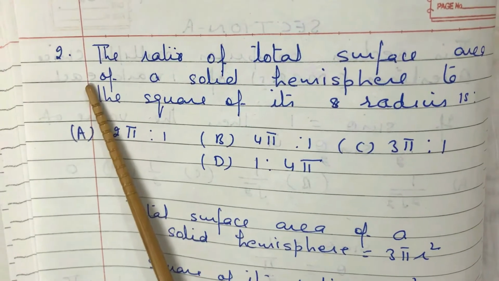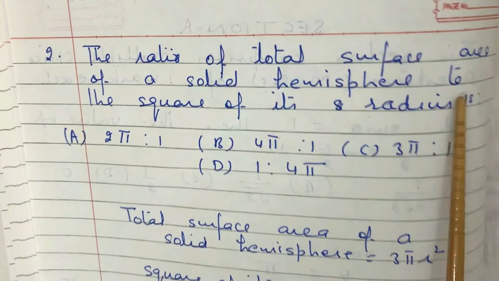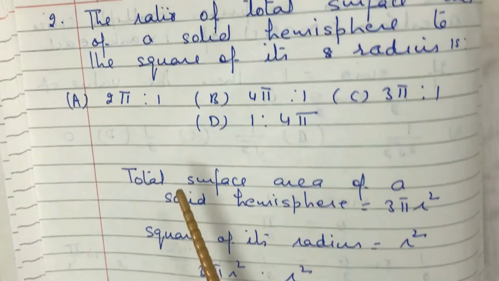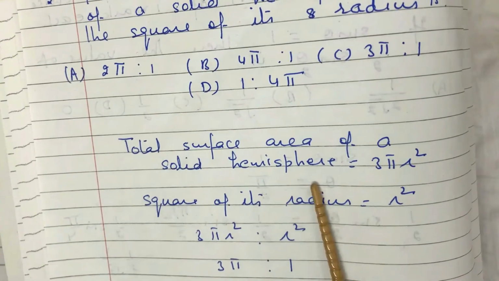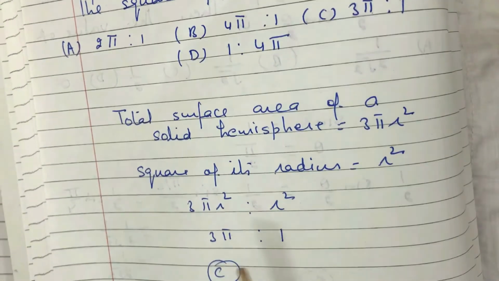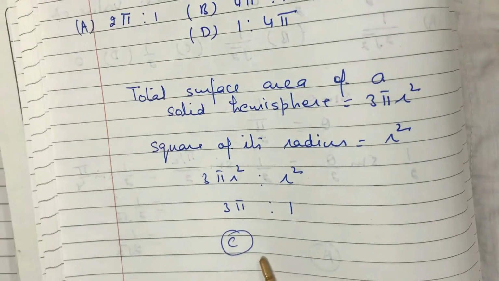Now the second question is, the ratio of total surface area of a solid hemisphere to the square of its radius is. There are 4 options. Now total surface area of a solid hemisphere is 3 pi r square. Square of its radius is r square. Find the ratio. You will get 3 pi ratio 1. So C is the option.